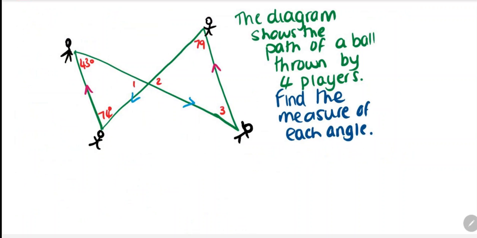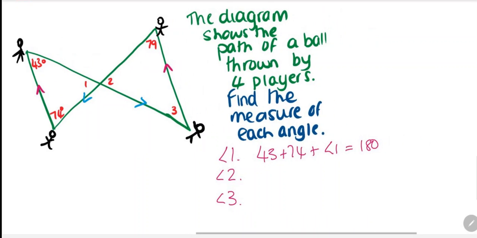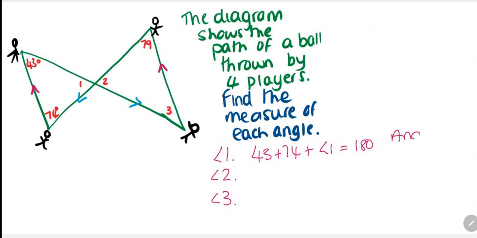So this diagram shows the path of a ball thrown by 4 players. We need to find the measure of each angle. So we're looking for the measure of angle 1, angle 2 and angle 3. Now we know that 43, 74 and angle 1 is 180. So we know that 43 plus 74 plus angle 1 is 180, which is the angle sum theorem.